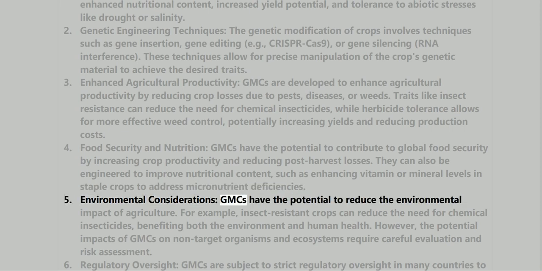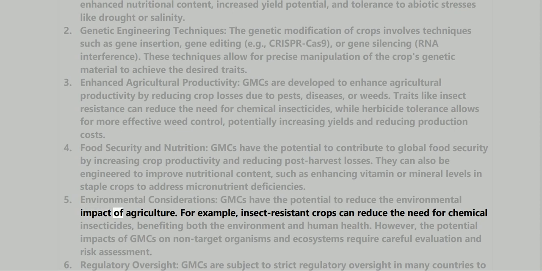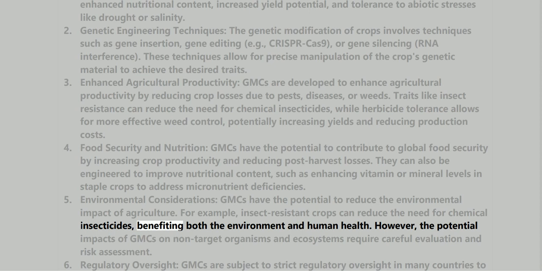5. Environmental considerations. GMCs have the potential to reduce the environmental impact of agriculture. For example, insect-resistant crops can reduce the need for chemical insecticides, benefiting both the environment and human health.